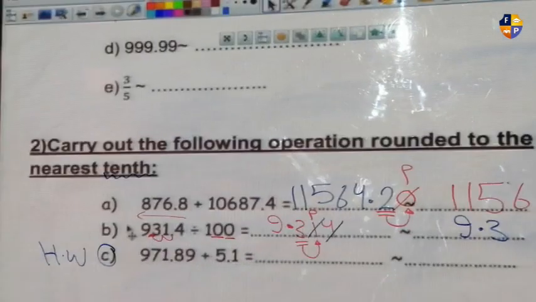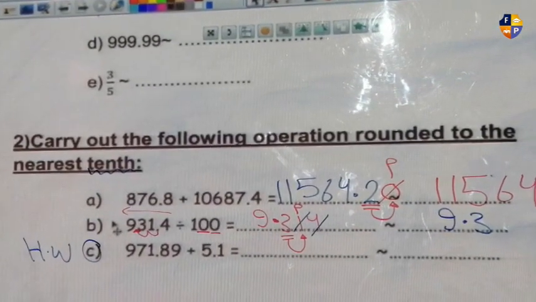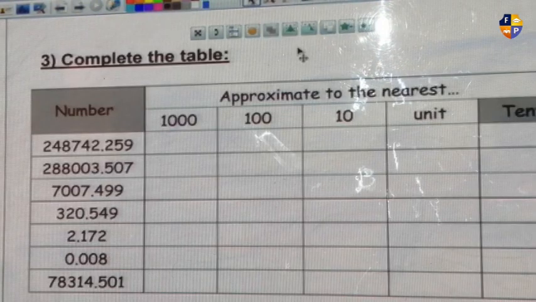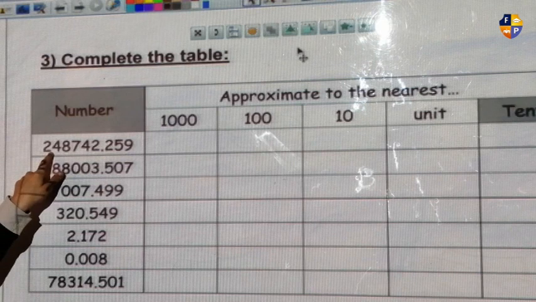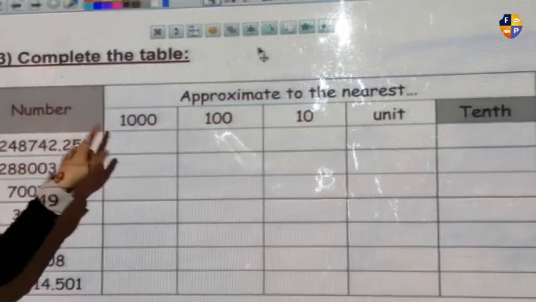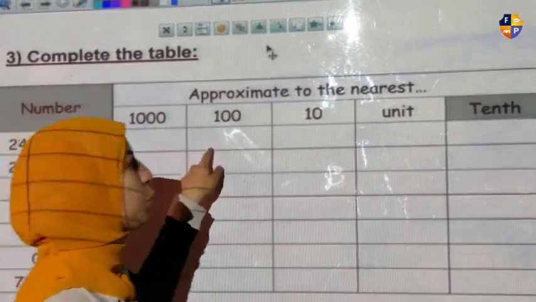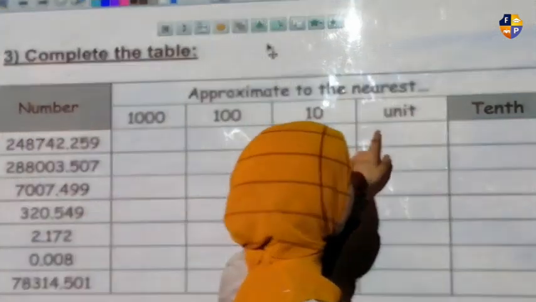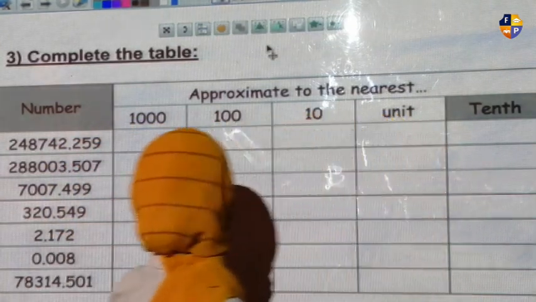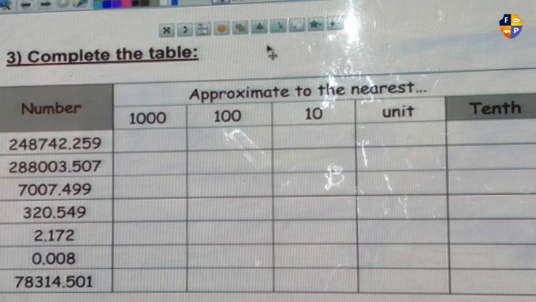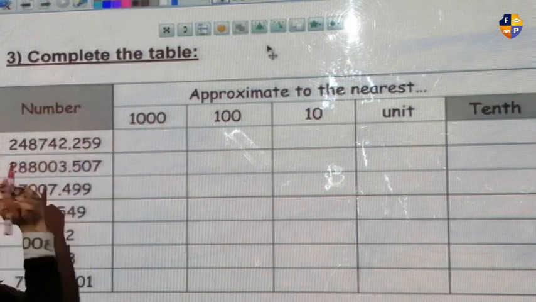And now turn the page. Exercise number 3, complete the table. Okay, this number I will approximate it to the nearest thousand, then to the nearest hundred, to the nearest 10, then to the nearest unit, and to the nearest tenth. Okay, firstly I will approximate it to the nearest thousand.